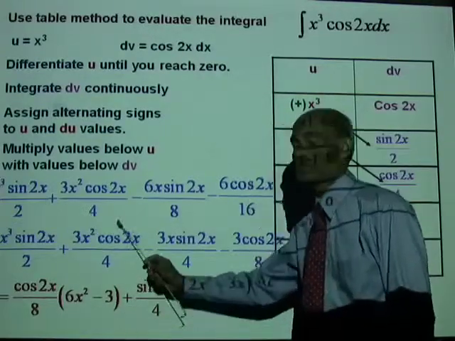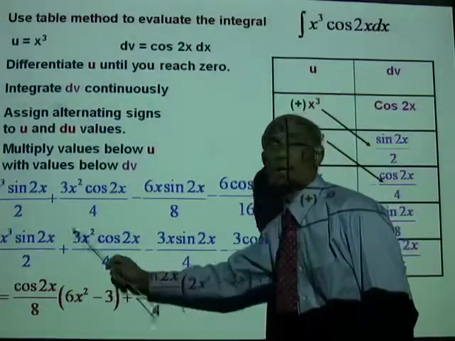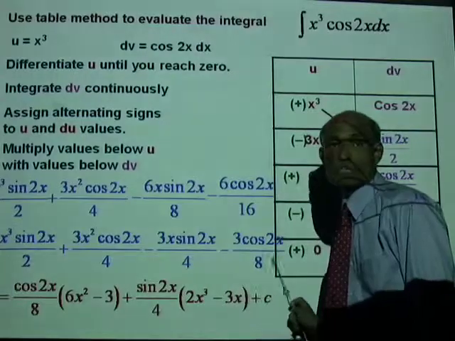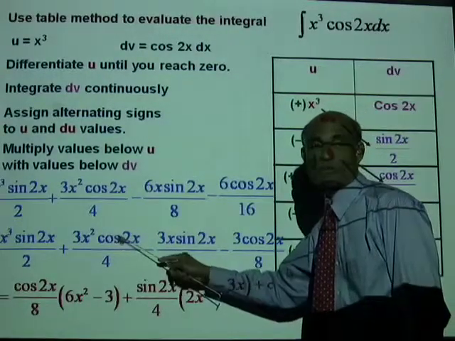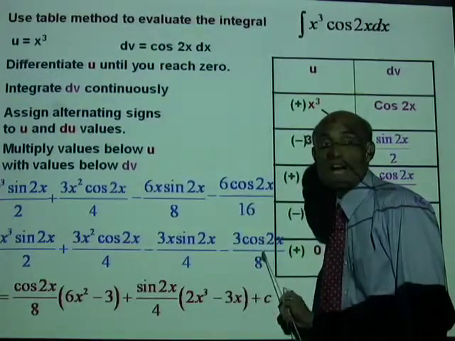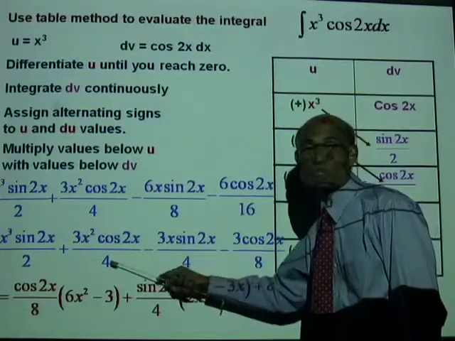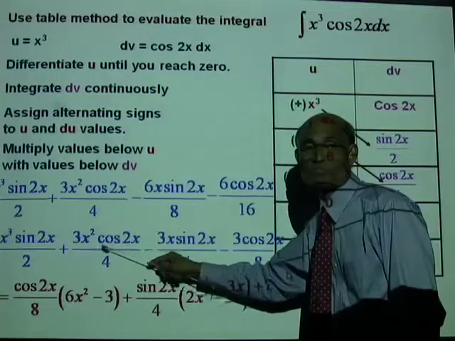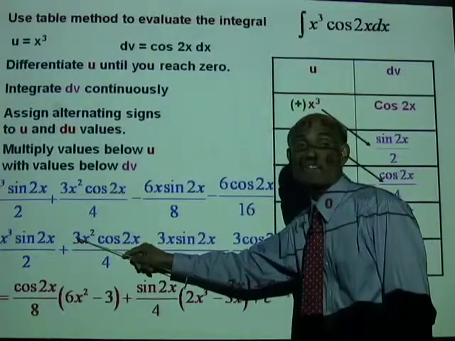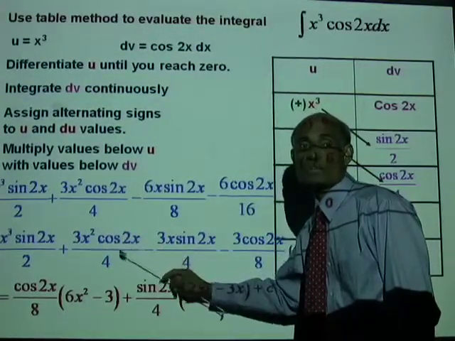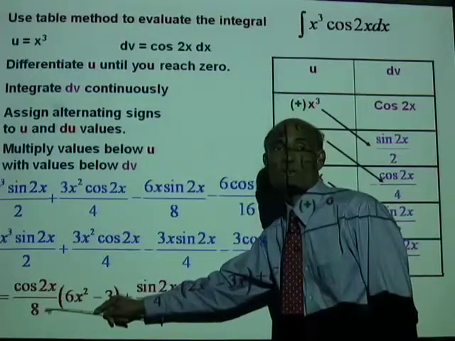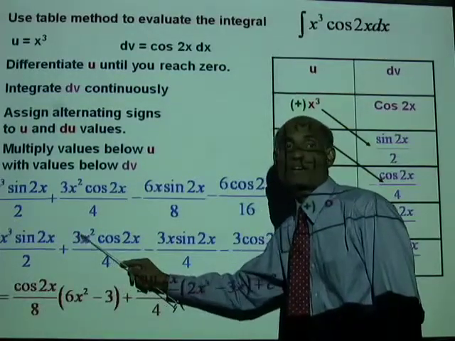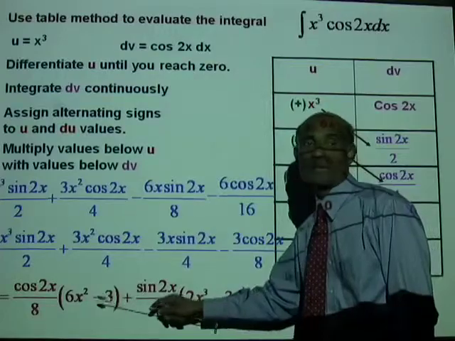I hope you understood. Now, collect these two terms and factor out cos 2x divided by 8. That means you need to make this 8 by multiplying both numerator and denominator by 2. That will make that 3 as 6. So cos 2x divided by 8 comes out, leaving 6x squared minus 3.